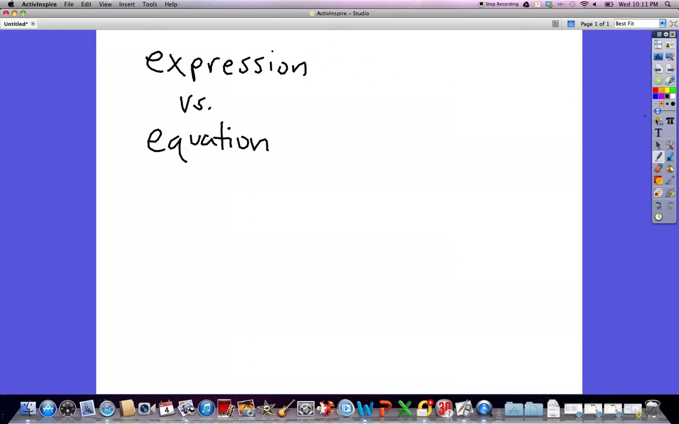It's called an expression. An expression is simply made up of numbers and letters. For instance, 3x plus 2x minus 1. And it does not have an equal sign. The only thing you can do with an expression is simplify the expression. This expression, 3x plus 2x minus 1, simplifies to be 5x minus 1. You cannot solve an expression because there is no equal sign.